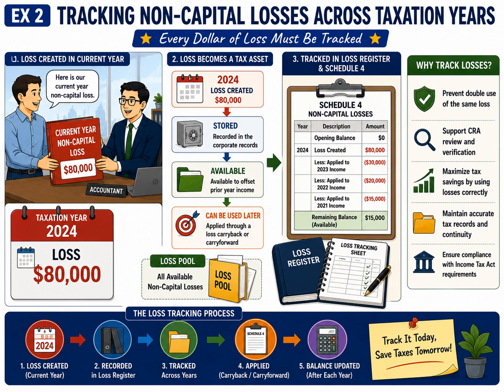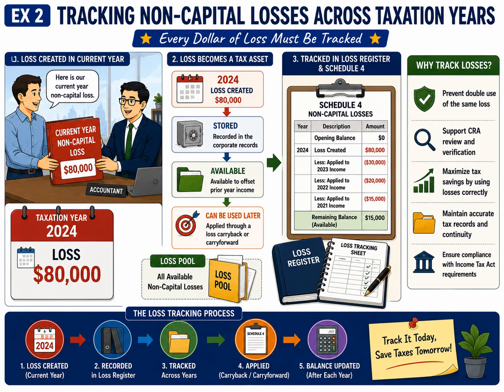In this example, the corporation incurs a non-capital loss of $80,000 during the 2024 taxation year. Once the loss has been calculated, it is recorded in the corporation's tax records and becomes part of its loss pool. This pool represents all available non-capital losses that may be applied through a carryback or a carry-forward.